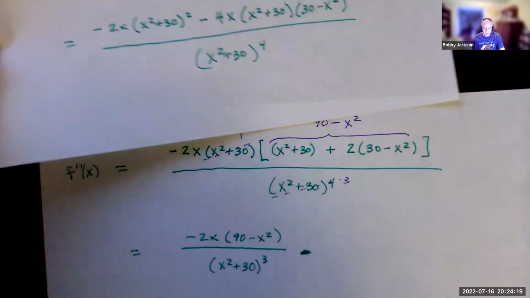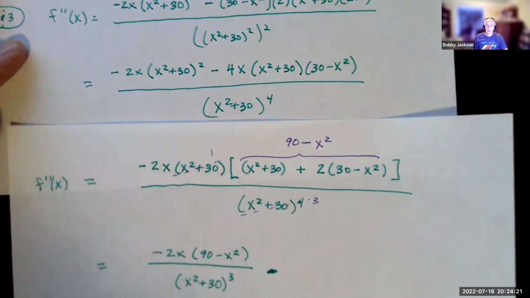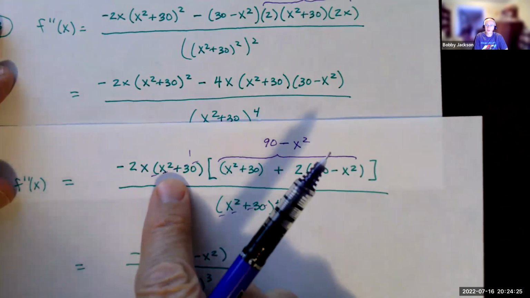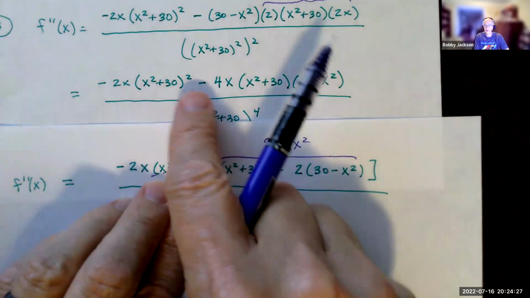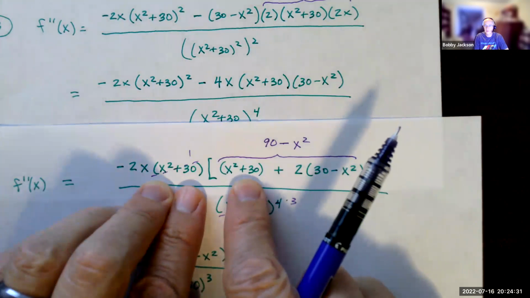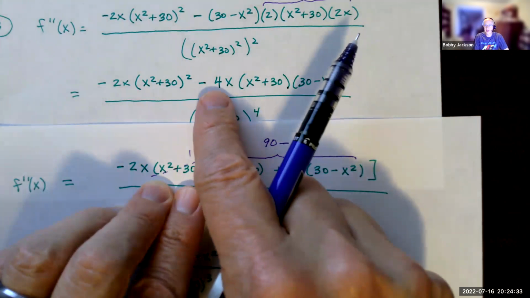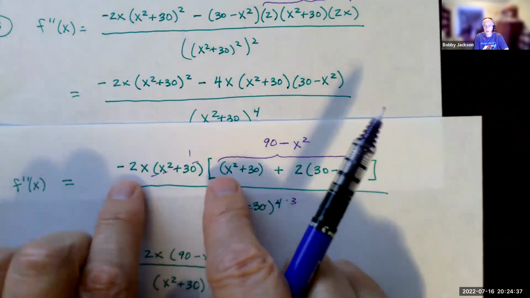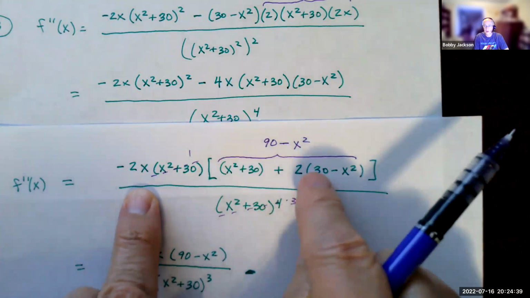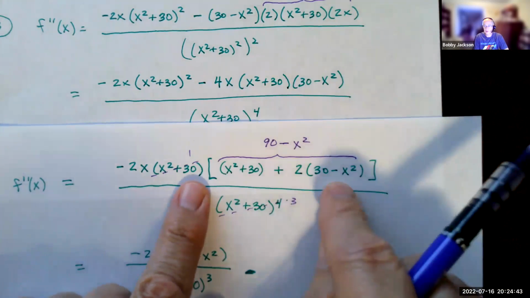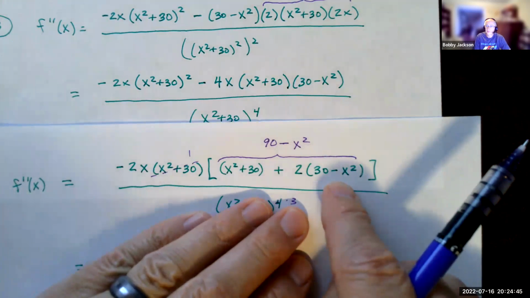So I'm going to do that. I'm going to factor out the negative 2x, x squared plus 30. What's that going to leave from this first term? Well, I've got 2 x squared plus 30, so it's going to leave me 1. Here, if I factor negative 2 out of 4, that leaves me positive 2. Notice negative 2 times positive 2 would give me the negative 4. I pulled the x out, and I pulled the x squared plus 30 out, so I'm just left with the 30 minus x squared. Okay.